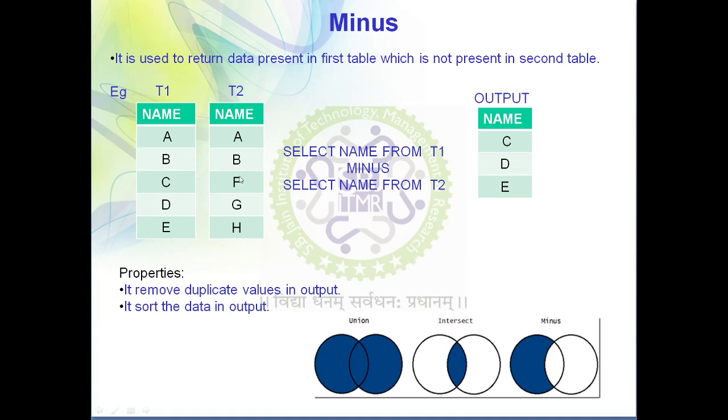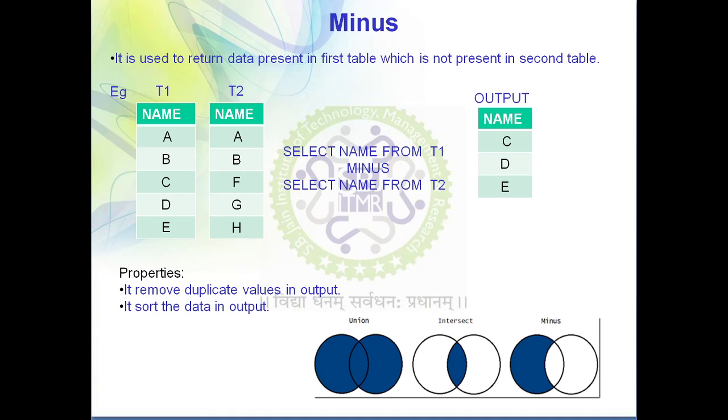Suppose I need to display the output F, G, H. What change should I make in this query? Here: select name from T2 minus select name from T1. It means I need to change the order in order to get the output F, G, H. So what are the properties of the minus operator? It also removes the duplicate values in the output and it sorts the data in the output. These are the two properties common to the minus operator. So this is the use of a minus operator.